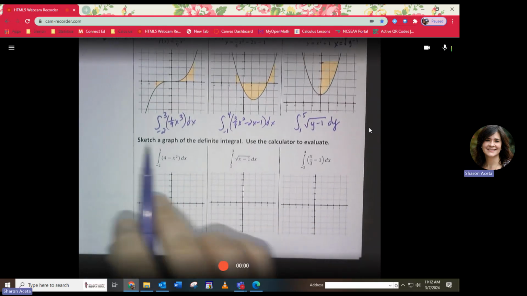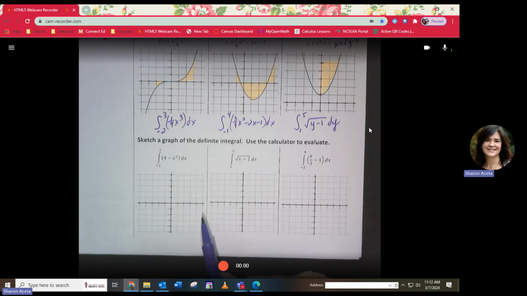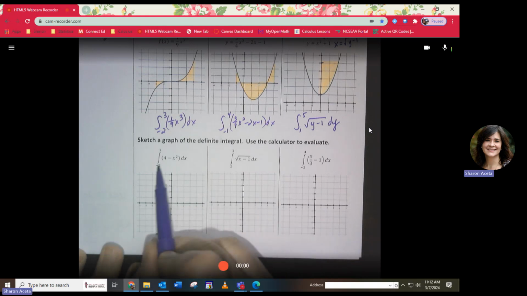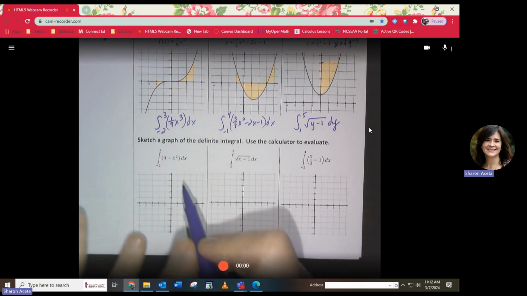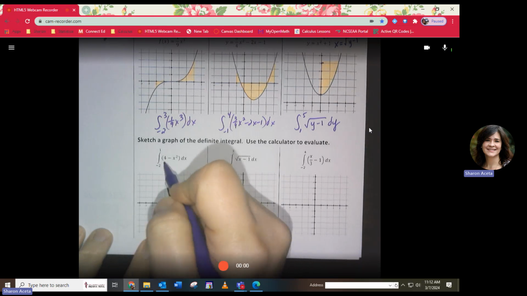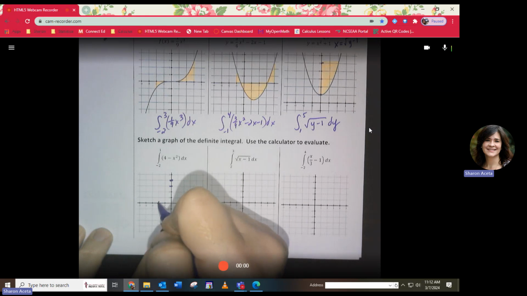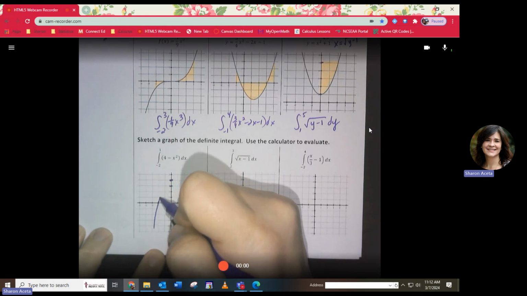All right, now we want to sketch the graph of the definite integral and then use a calculator to evaluate. So you can plug this in your calculator, but you should know what this looks like. This is an upside down parabola. Oops, it's at 4, shifted up 4. And it would go to 2 and -2. So it'd go like that.